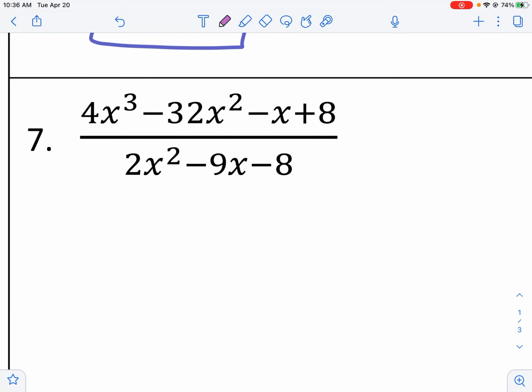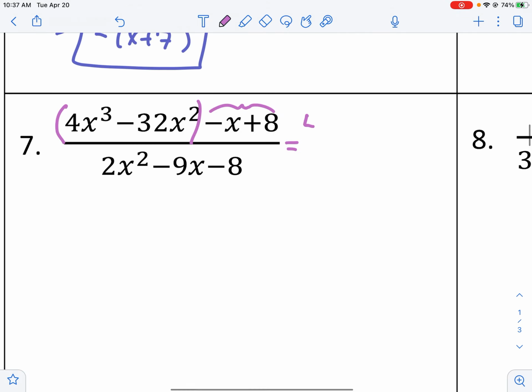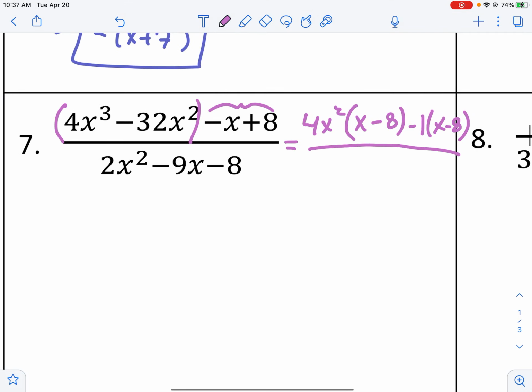Ooh, next up, we haven't seen this in a while, some factor by grouping. So we group the first 2 terms together, second 2 terms get grouped together. Out of the first 2, we can pull out 4x squared, so 4x squared moves to the front. We would be left with x minus 8. And then we need x minus 8, so we pull out negative 1 out of the second half, and that gives us x minus 8 here. And then we can factor the denominator a little bit, so that's 2x squared minus 9x minus 8.